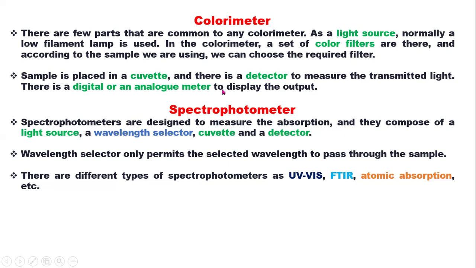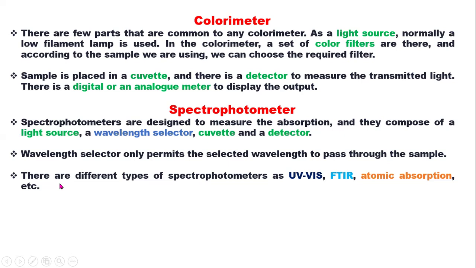what we call absorbance. Also, spectrophotometers are designed to measure absorption, and they are composed of a light source, a wavelength selector, a cuvette and a detector. The wavelength selector only permits the selected wavelength to pass through the sample, because each colored solution has its own wavelength of maximum absorption. There are different types of spectrophotometers: we have UV-visible, FTIR, atomic absorption spectrophotometer, and so on.